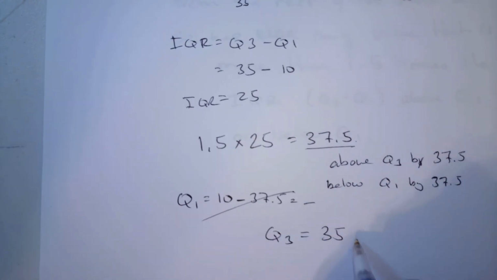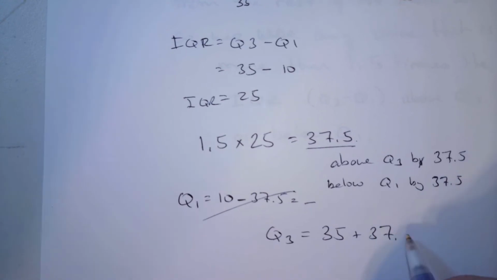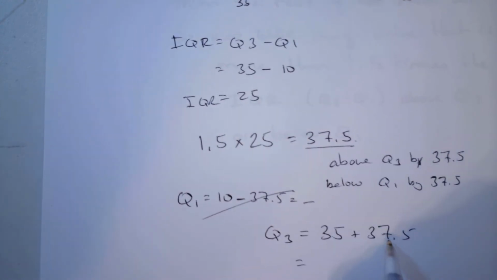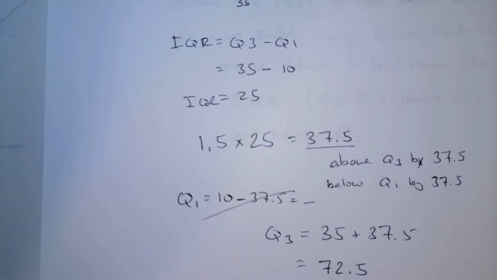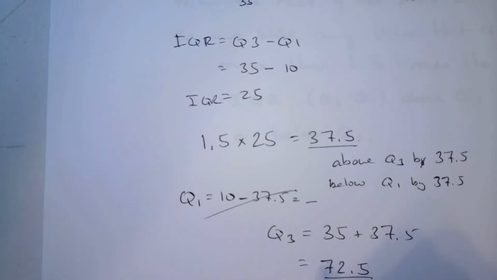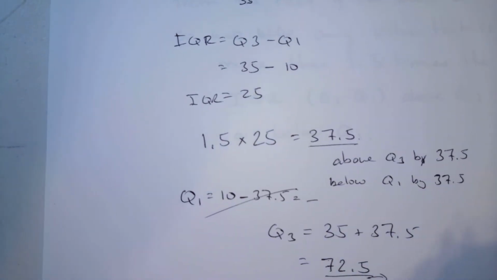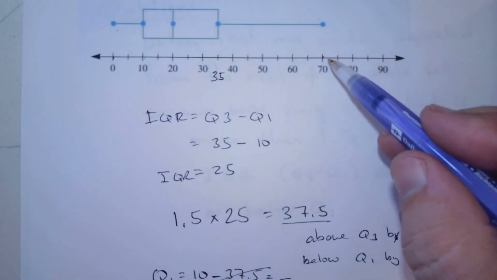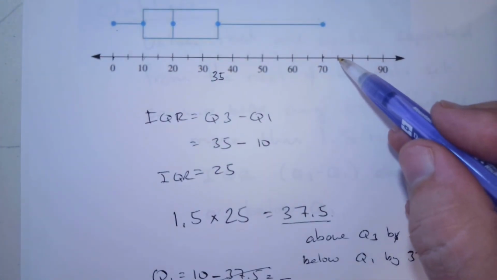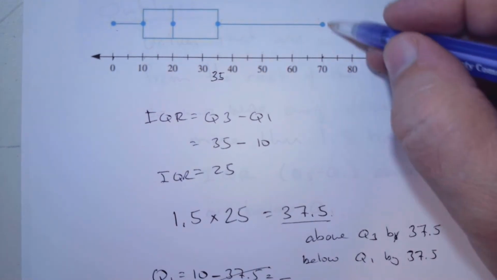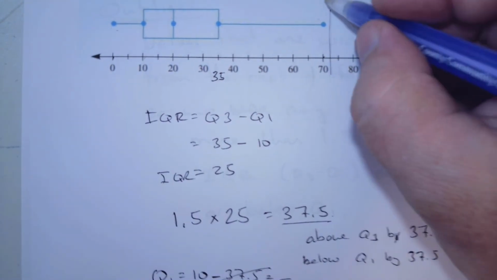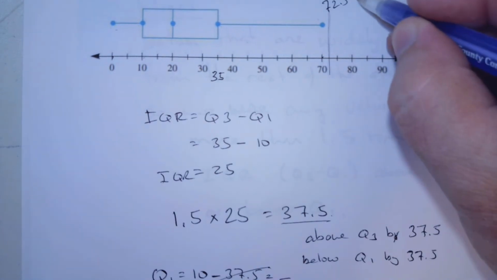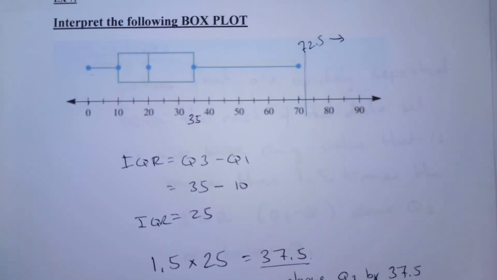That's 35. 35 plus 37.5 is 72.5. So if it's greater than 72.5, then it's an outlier. This number just barely reached it. If it was a 75, that would be an outlier. So anything greater than 72.5 is an outlier.